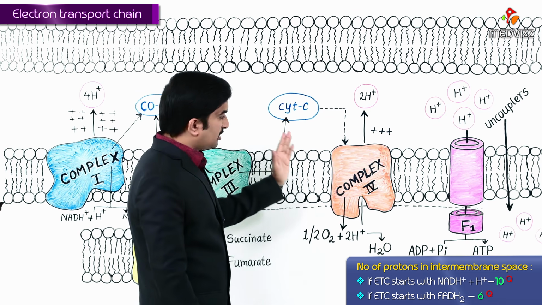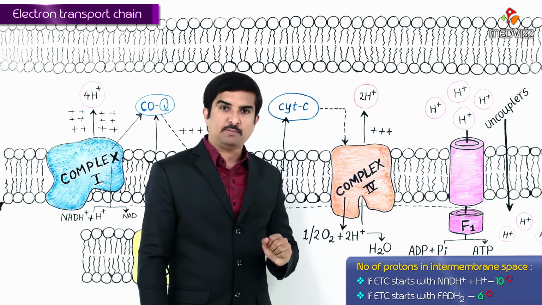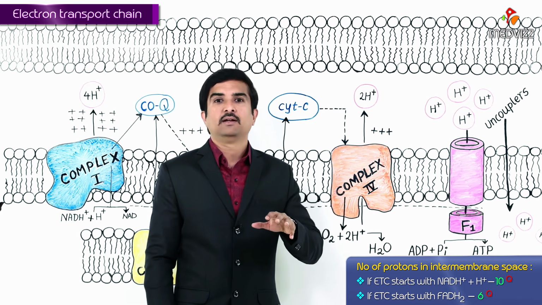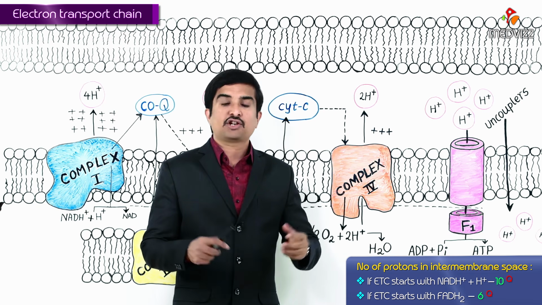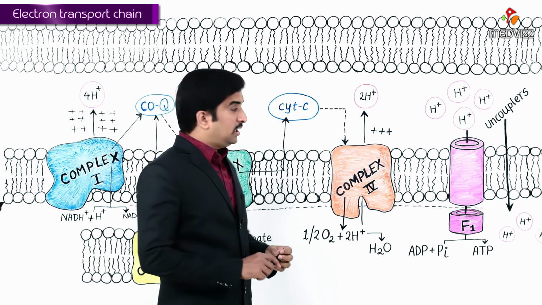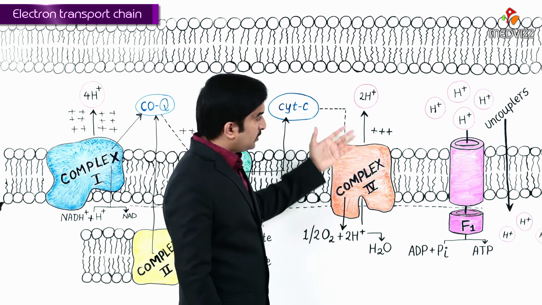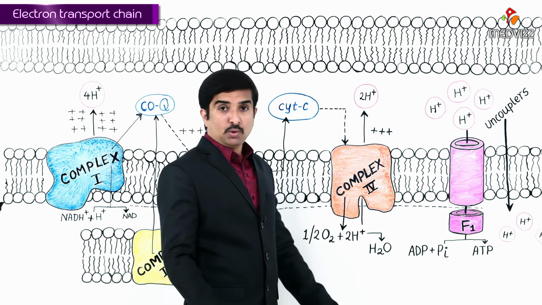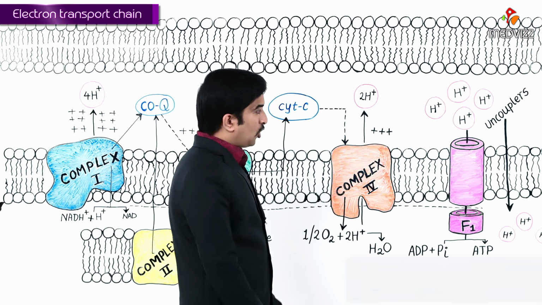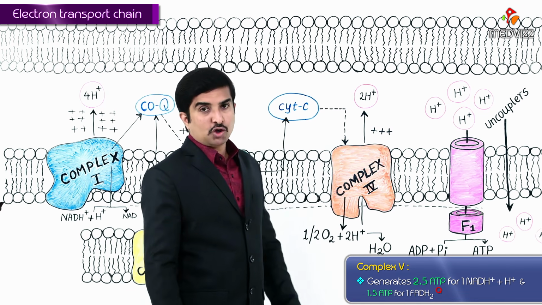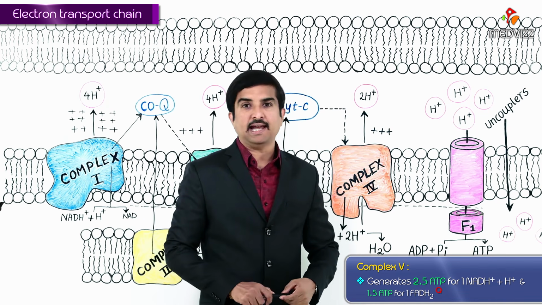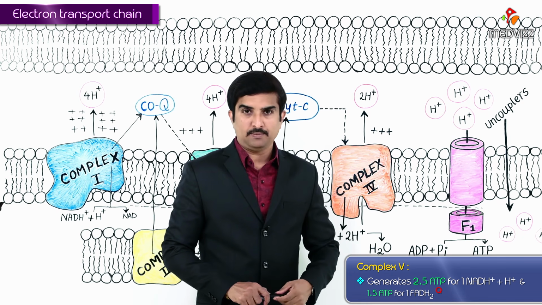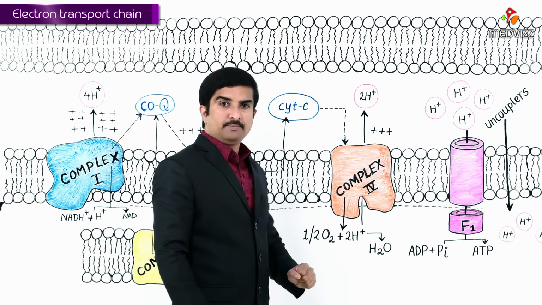So because 6 protons are present in the intermembrane space by means of the FADH2 pathway and 10 protons are pumped into the intermembrane space by means of the NADH pathway, we have a difference in the production of ATP, because of the amount of hydrogen ions, which are protons, pumped. Due to its concentration gradient, complex 5 is the one which generates 2.5 ATP molecules per NADH as well as 1.5 molecules per FADH2 molecule. So what is complex 5 here?